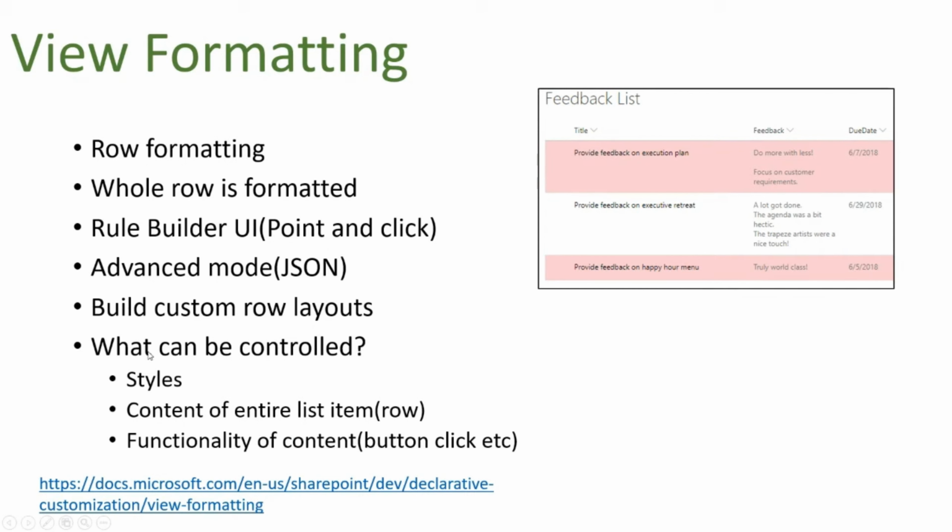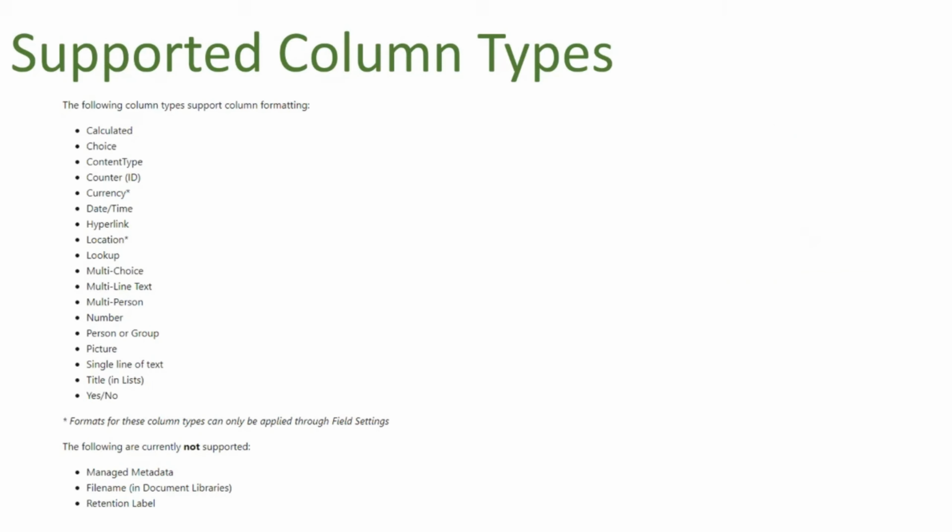And what can be controlled, again, these three things are the same as what we had. We can control the styles, we can control the content of the entire list item, basically the entire row rather than just the column. And the functionality also can be changed. Okay, the links provided here are from Microsoft. They have given very detailed instructions on how to create the view formatting, and the different scenarios in which you can use view formatting.